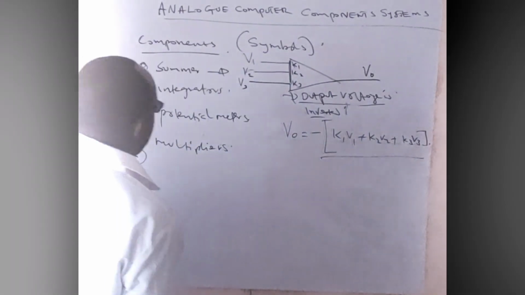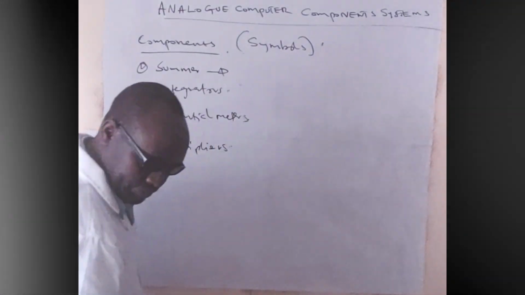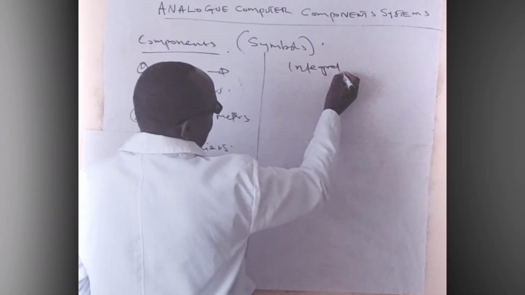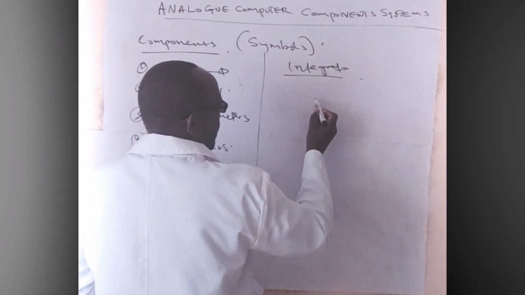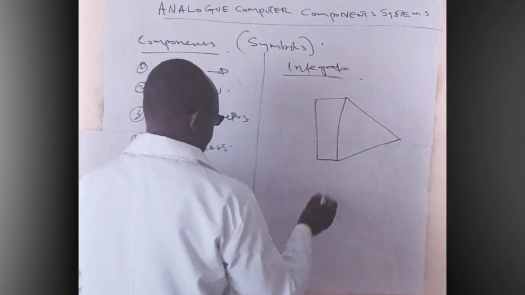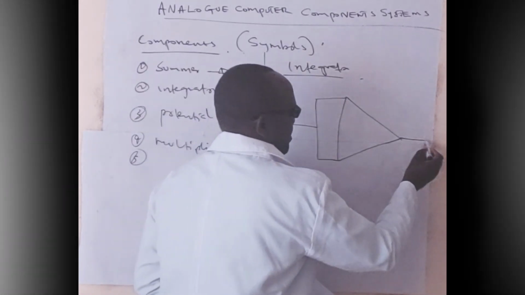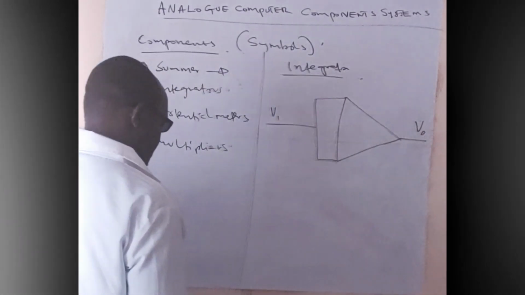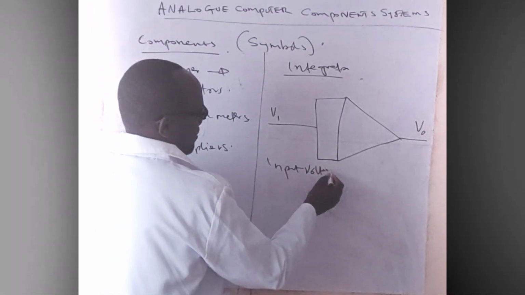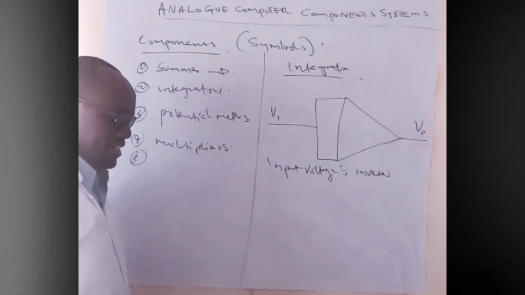Now the second one is the integrator. The symbol is drawn this way. This could be V1, and this one is the V out. So again, the input voltage is inverted, as it is in that ground.